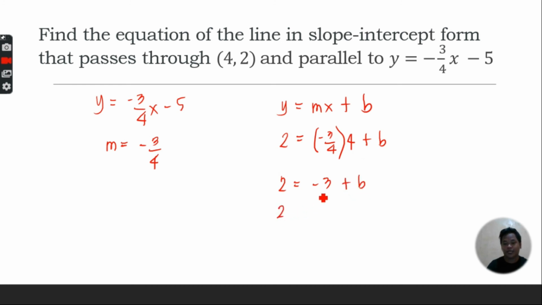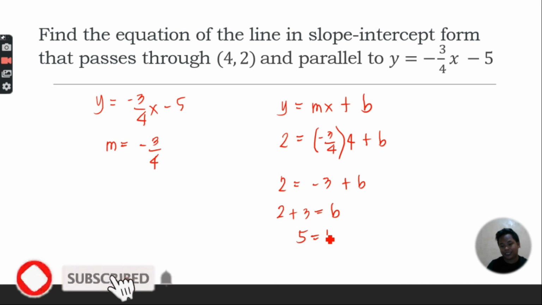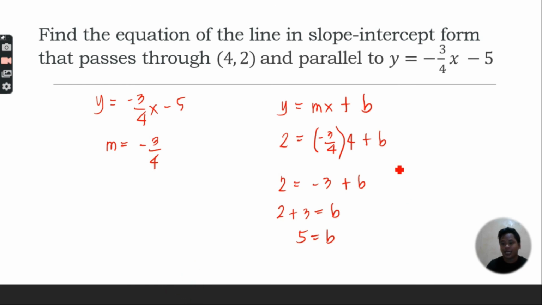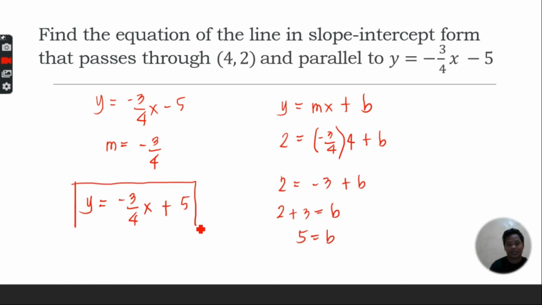So 2, lilipat natin sa left, magiging positive 3. 5 is equal to b, which is our y-intercept. Therefore, our equation now in slope-intercept form is y is equal to negative 3 over 4x plus 5. So ito na po yung ating equation.